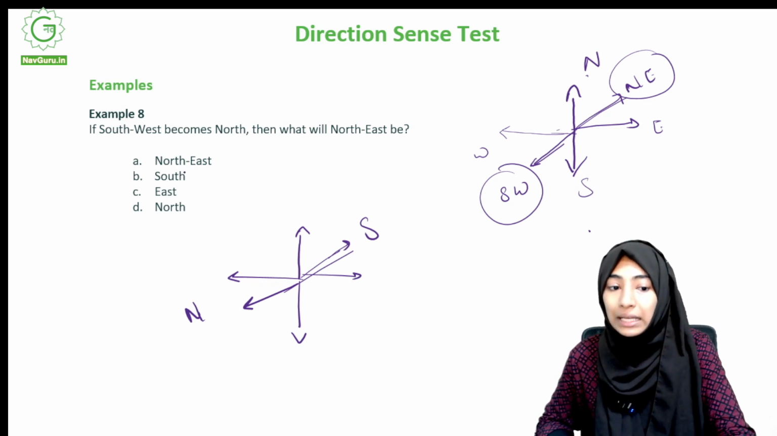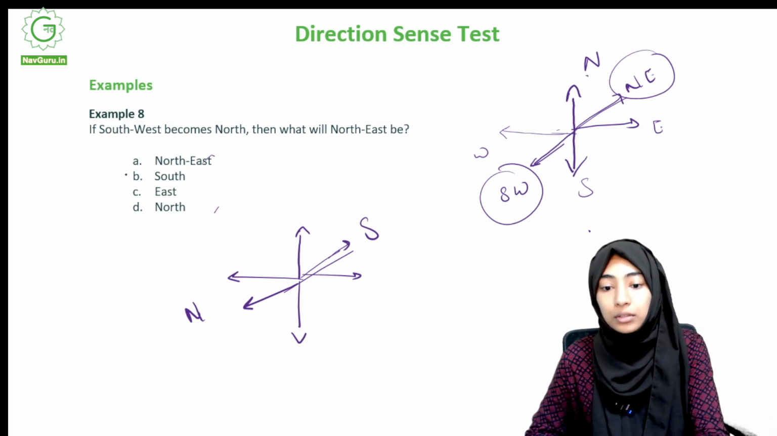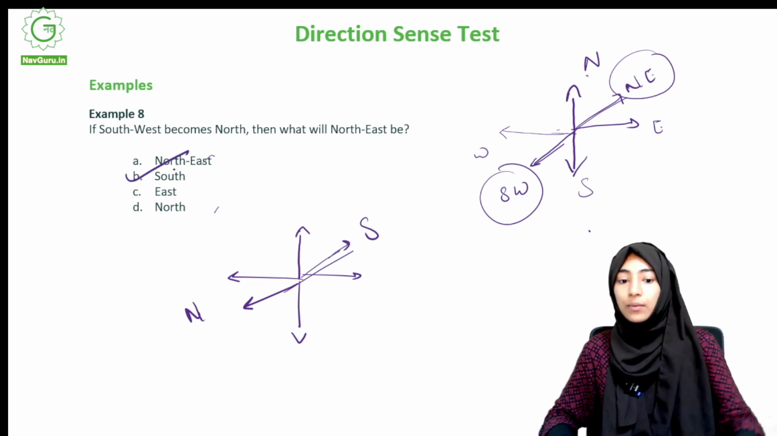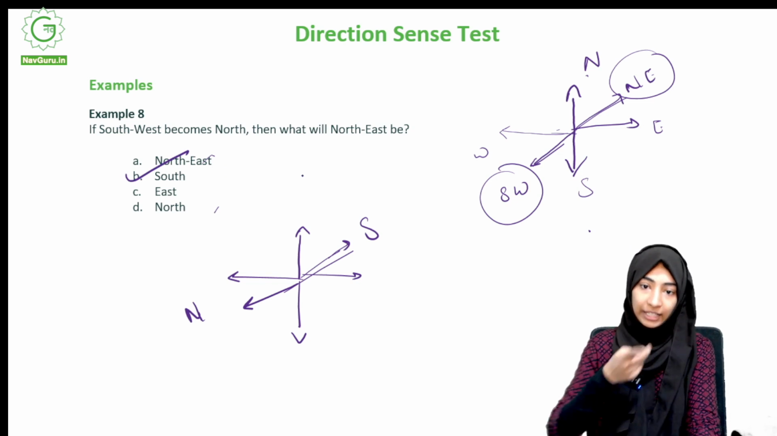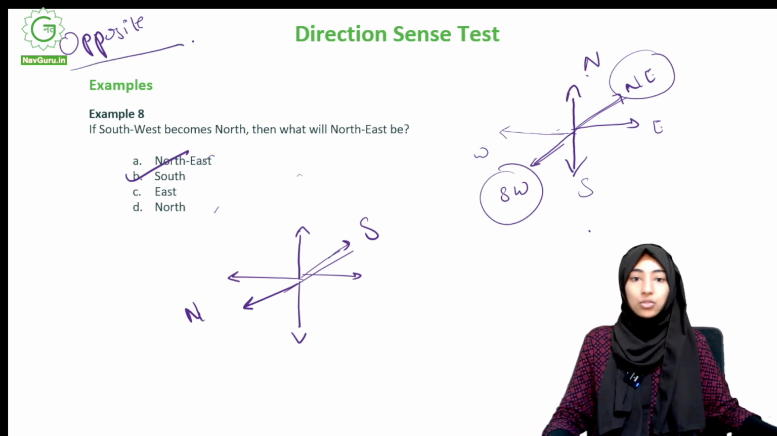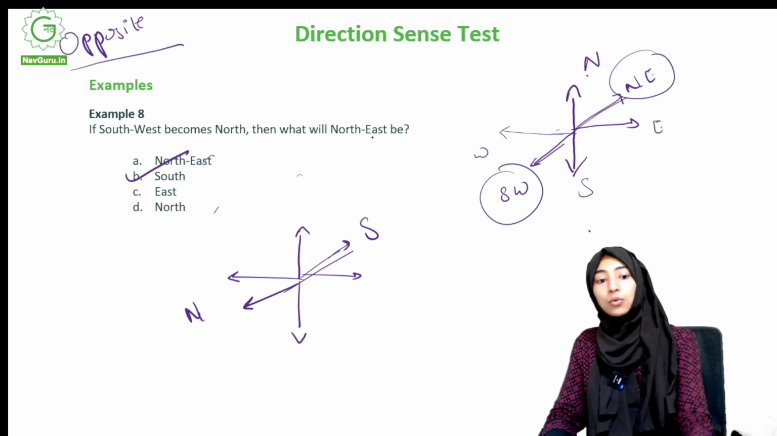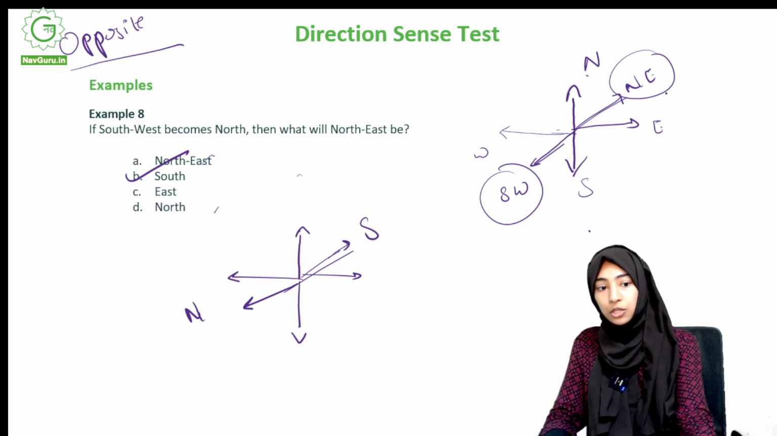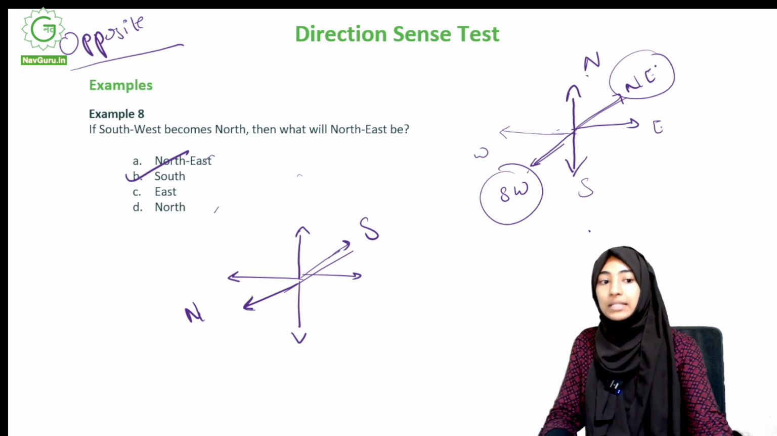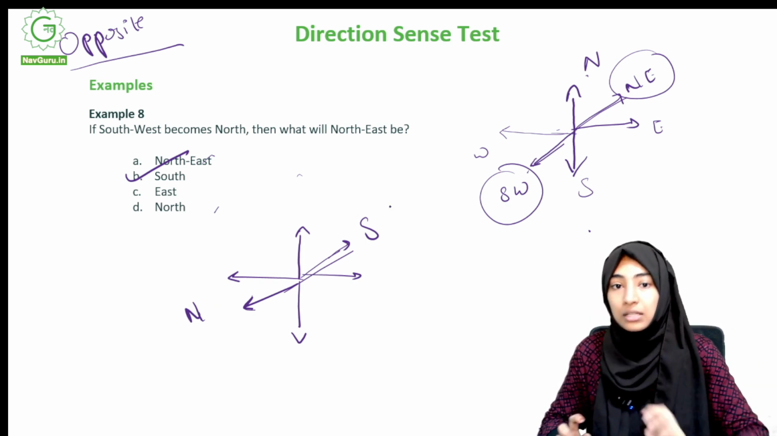So northeast will, okay, just give me a second. Yeah, so northeast will be south. And that's it, and you're done. Most of these questions where they shift the directions, it usually is opposite. You just need to find whatever direction is opposite to the given direction. That's how most of these questions work. So this is how you find it. You draw southwest as north and then you try to find the relationship between southwest and northeast. You figure out that these are opposites and so you know that north becomes south and you're done.